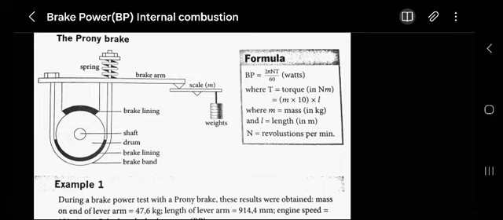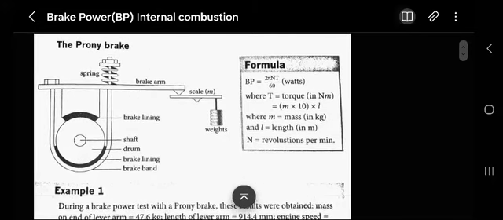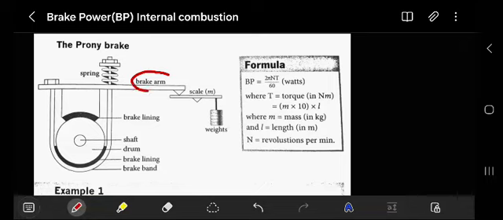If you have been given a prony brake, guys, what is important most of the time is that the arm or the lever is the same as the radius. Take note that it's the radius. It's the same as the radius.